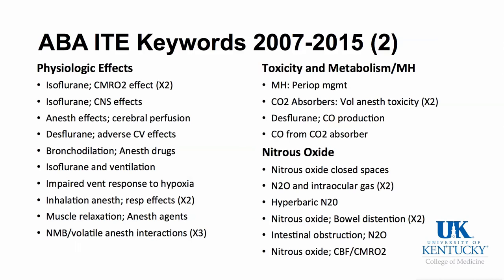Let's go back and look at the American Board of Anesthesia ITE keywords related to the topics that we're going to talk about in this second part. We're going to talk about some of the physiologic effects of the inhaled anesthetics on the brain, oxygen use by the brain. It decreases it. CNS effects, it increases cerebral blood flow and decreases cerebral metabolism. Desflurane, probably related to its adverse cardiovascular effects of stimulating the sympathetic nervous system when rapid changes in concentration are made. Bronchodilation, the fact that our inhaled volatile anesthetics are all bronchodilators.